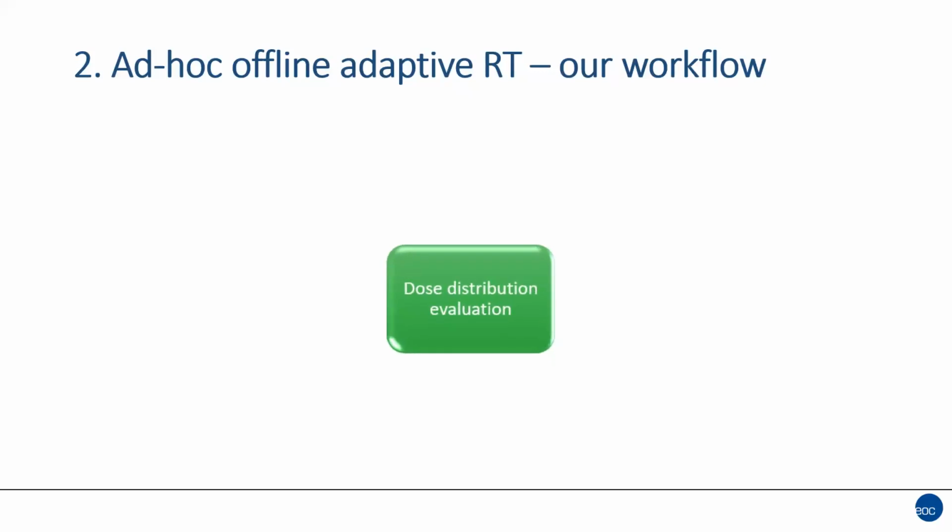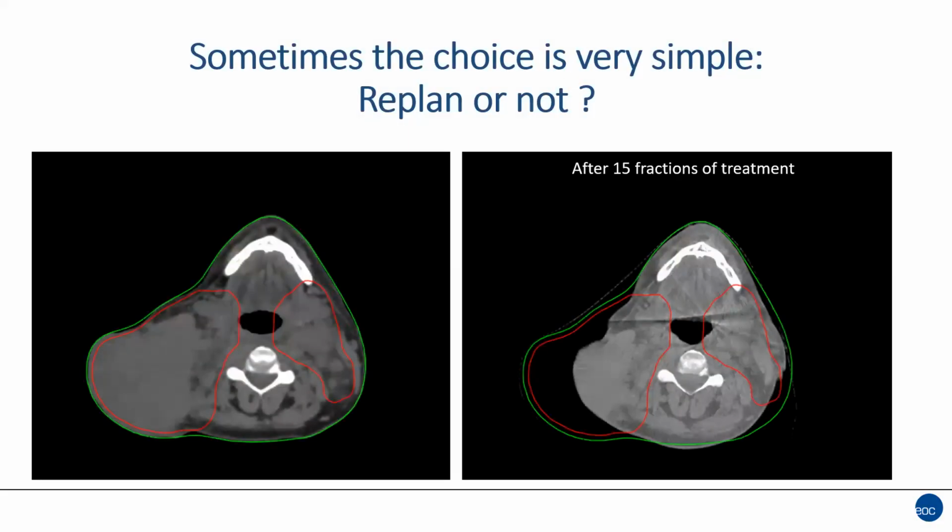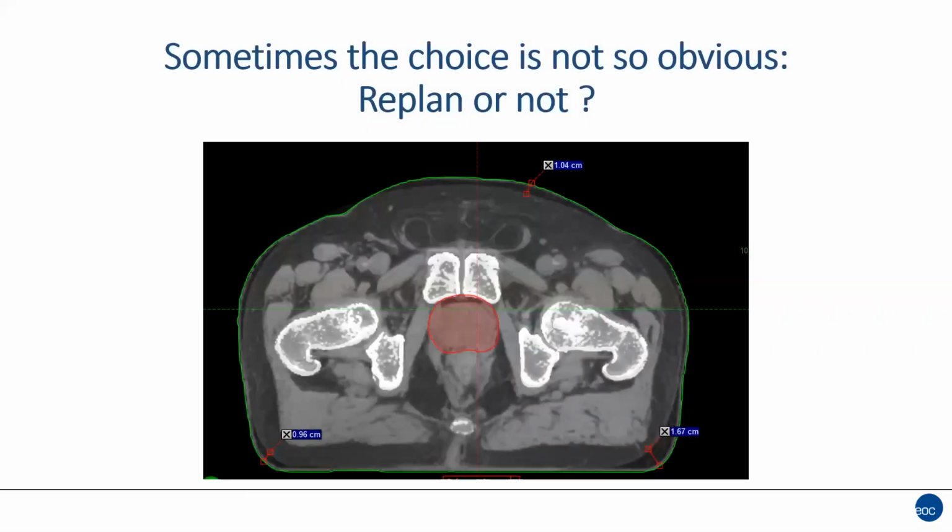Let's focus on something that is more physics: the dose distribution evaluation. Here I show you a clinical example. Sometimes the choice is very simple, right? Would you replan in a situation like this? You have your original CT scan on the left, and then after 15 fractions, you have the situation on the right. A completely different shape. The patient had a great response. The tumor actually shrunk by half. So here, of course, the choice is clear. You will replan.